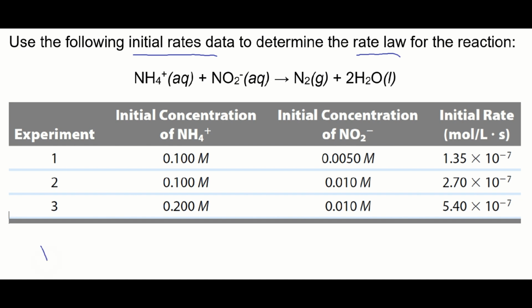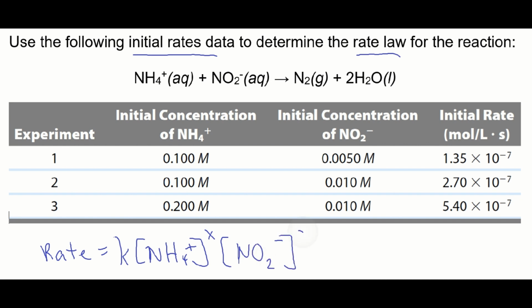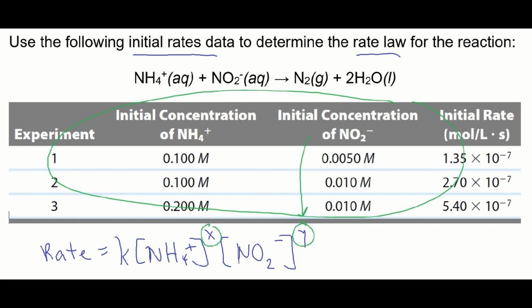So the rate law can be written in the form rate equals the rate constant K times the concentration of one of the reactants, in this case ammonium, raised to some power, let's call that X for now, times the concentration of the other reactant, in this example it's nitrite, raised to some power, let's call that Y for now. These exponents are known as orders, and they're determined experimentally. And so we're given experimental data, and we're going to use this data to determine the orders with respect to these reactants.